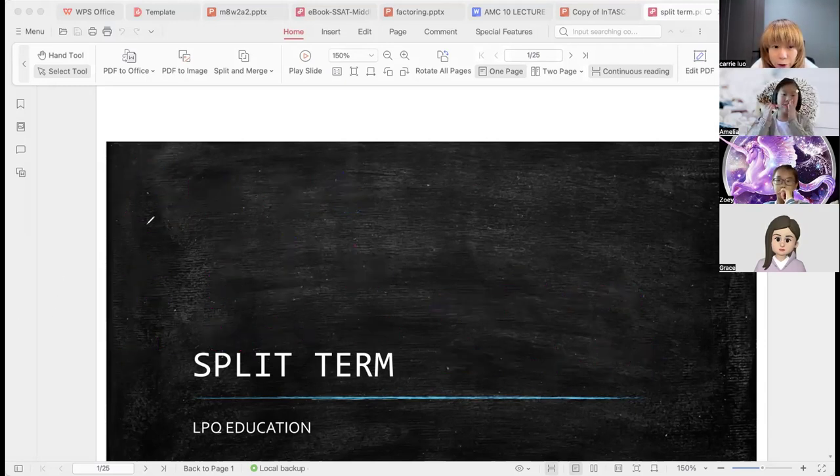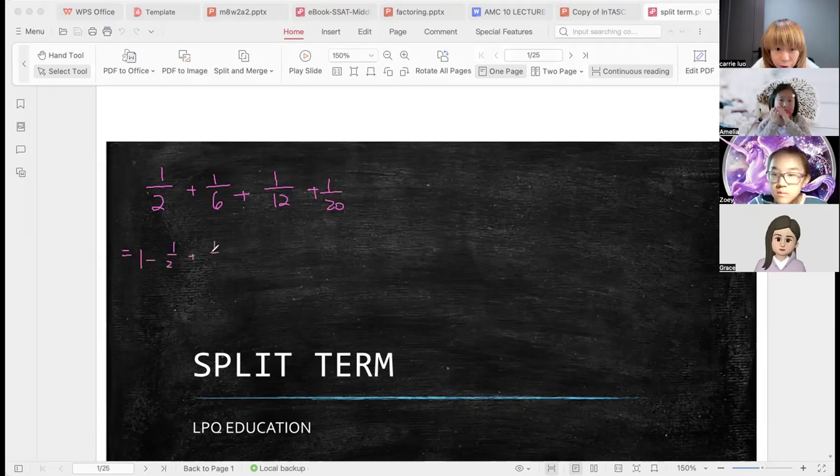Okay, so I'm going to redo this whole question again. 1 over 2 plus 1 over 6 plus 1 over 12 plus 1 over 20. How do we do it? Because 1 over 2 equals what? 1 minus a half. And 1 over 6 equals what? Half minus a third. And 1 over 12 equals what? 1 over 3 minus 1 over 4. And 1 over 20 equals what? 1 over 4 minus 1 over 5.